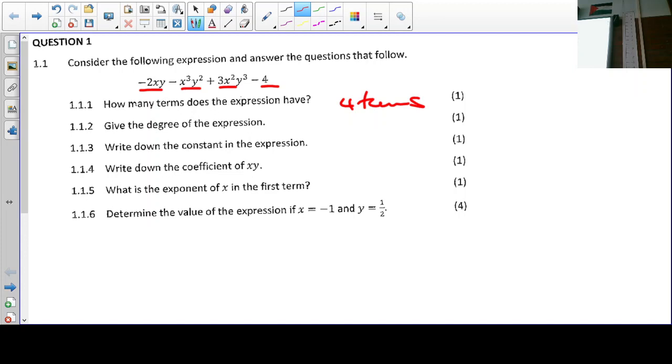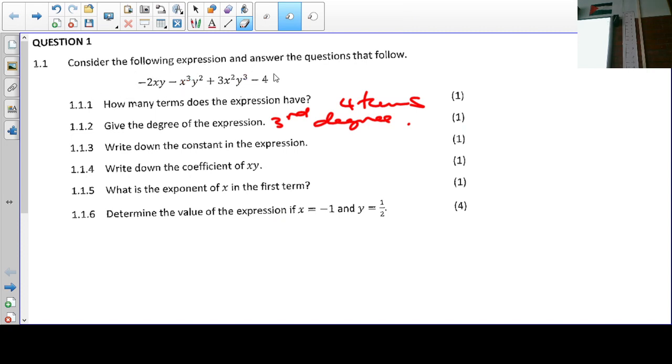Okay? Give the degree of the expression. What is the degree? The highest exponent on x. The highest exponent on x or y is going to be x to the 3. So it's the third degree. You guys understand? The next question says, write down the constant in the expression. What's a constant? The term without a variable. It's a number only. So the term without a variable is -4.